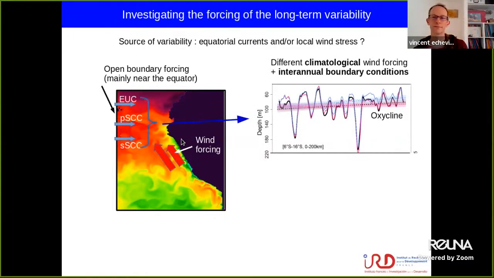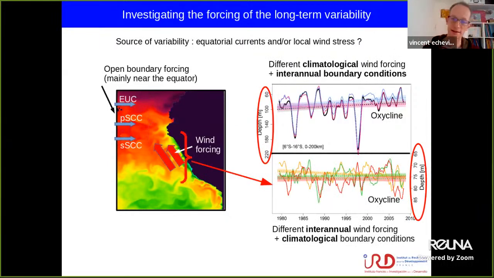Okay, so we did several experiments with different climatological wind forcing. What does it mean? First, we completely suppressed the wind forcing variations. So the wind forcing is a constant regular cycle over the 30 years, but we keep the internal boundary conditions. And we tested several wind forcings. So these are these different colored lines, and you can see that the oxycline trend remains roughly the same. So the main forcing that is driving the oxycline trend is the boundary forcing, is the equatorial dynamics.